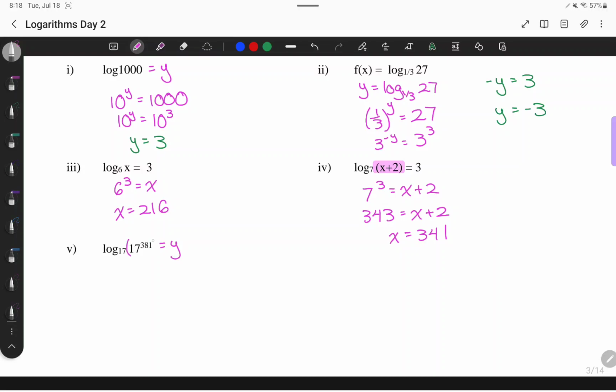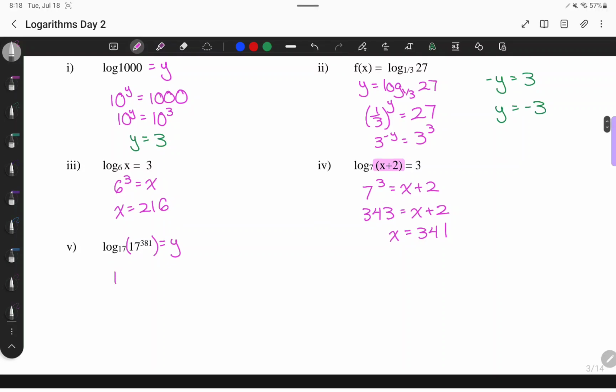And keep in mind, this entire thing, 17 to the power of 381, all of that is part of the log. So we have 17 as a base to the power of y is equal to 17 to the power of 381. Actually just rewriting it like that did exactly what we needed it to do. We have 17 as a base on both sides, and we can see that y is equal to 381. So that tells us that this entire logarithm is equal to 381. Keep an eye out for that pattern of having that 17 and that 17 to some power, or similarly with other numbers.